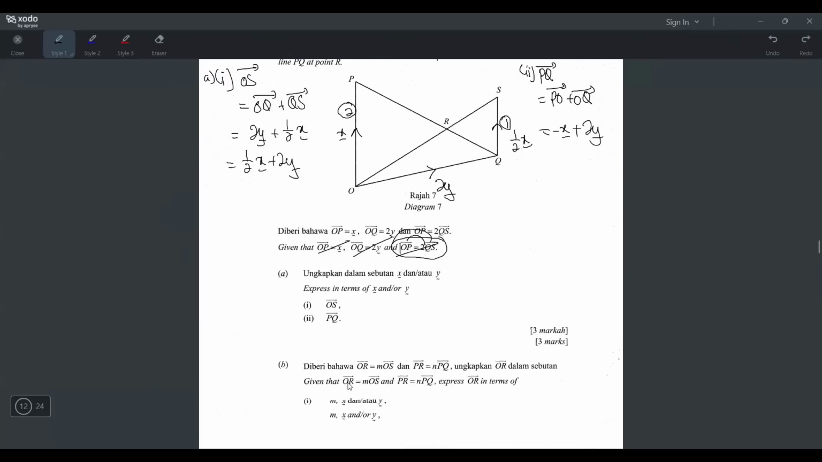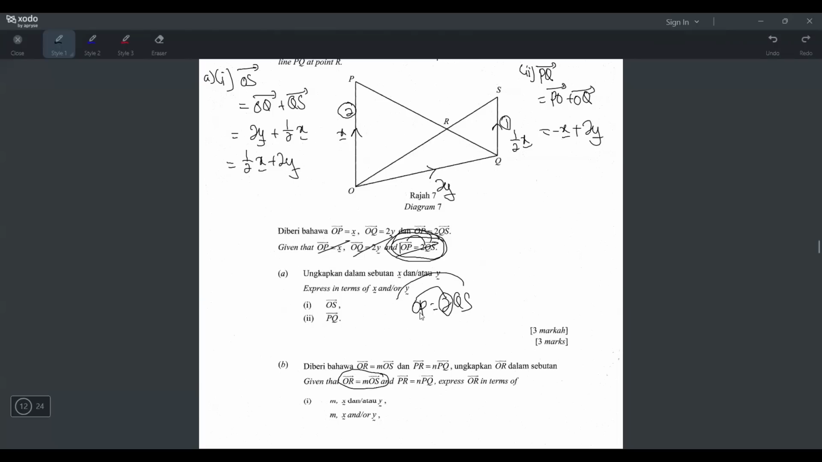So B dia kata given that OR equals MOS. Okay, information ni kita tak dapat label dekat diagram. Kita tak dapat label sebab dia tak bagi M. Dia bukan macam ini. Macam ni dia ada bagi OP sama dengan 2QS kan. Dia bagi tadi. Ini dia ada bagi nilai sini. Then kita boleh baca macam rainbow kan. Kita boleh lukis satu rainbow, kita boleh label.